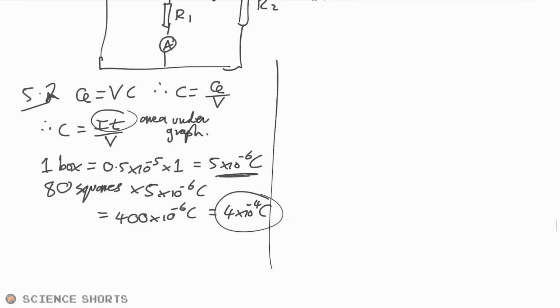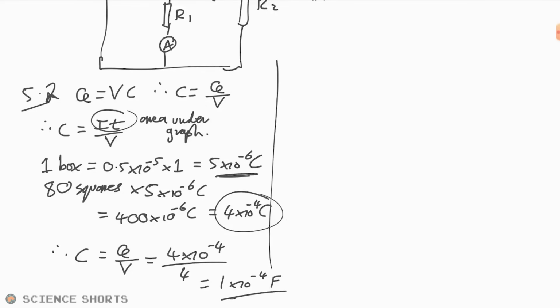Oh, that's nice and easy then. All we have to do is say Q over V. So that's going to be, oh, look at this, of course, 4 times 10 to the minus 4 divided by 4. And so that just ends up being 1 times 10 to the minus 4 farads. Like the question said. Funny that.